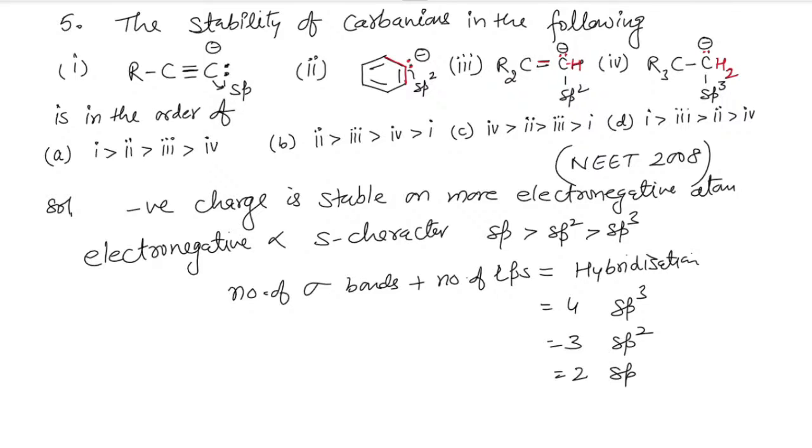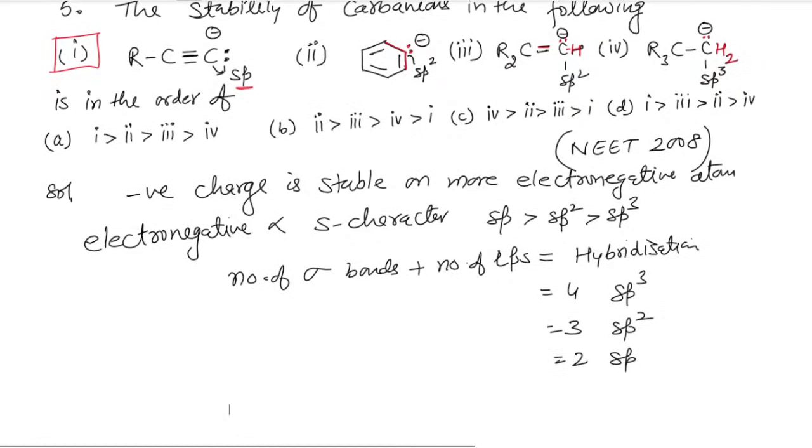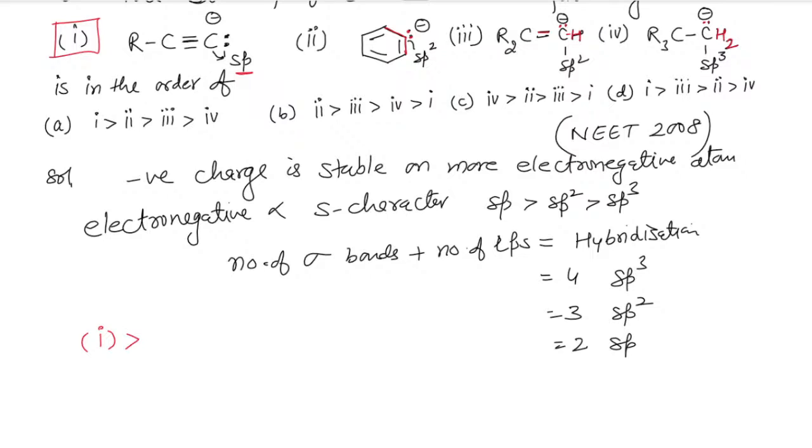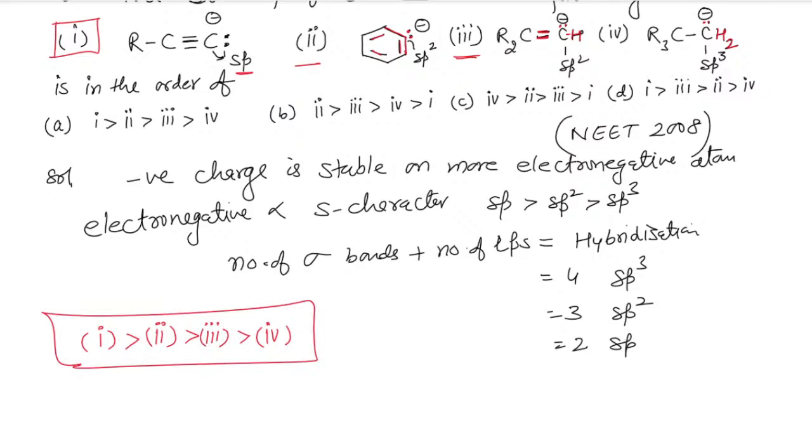Okay. So in the first case there is sp hybridization, that is, this carbon is more electronegative, so negative charge is more stable on it. So obviously first is most stable, and fourth is least stable. Now we are left with second and third. There is only one pi bond, so obviously second is more stable than third one. So this is the order of stability. So A option is correct. First, second, third, fourth. That's it.